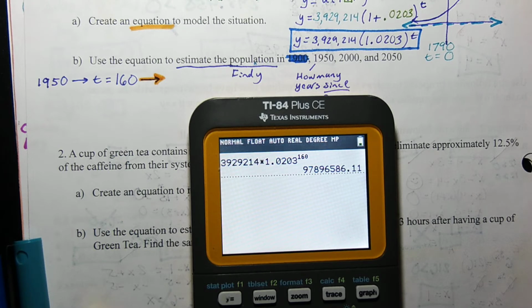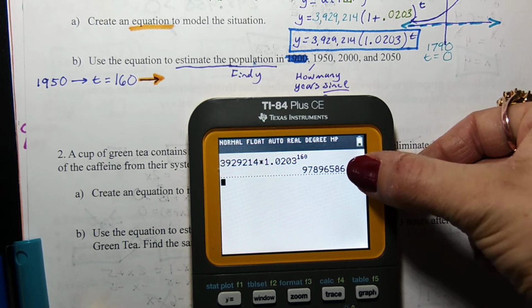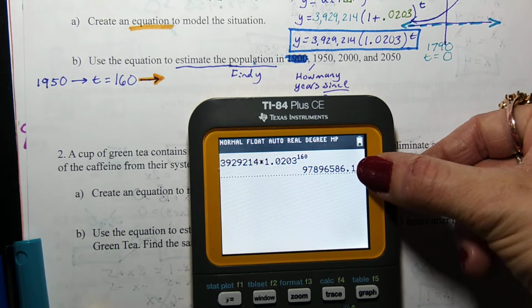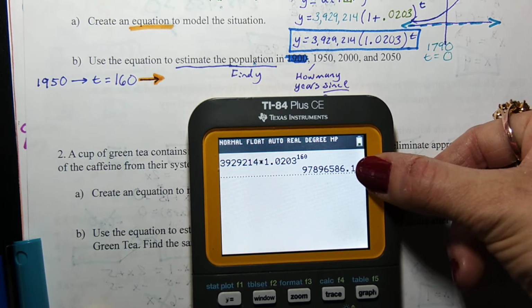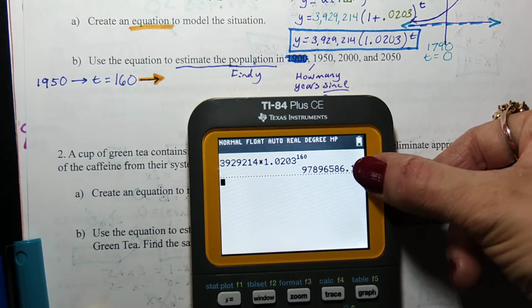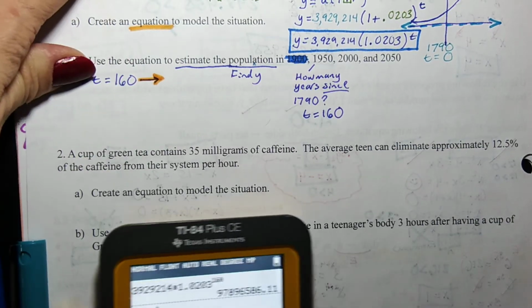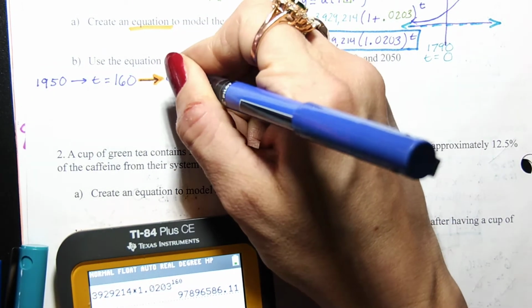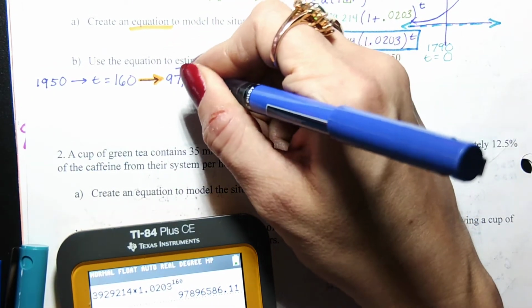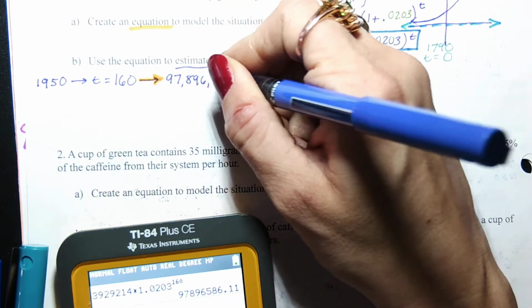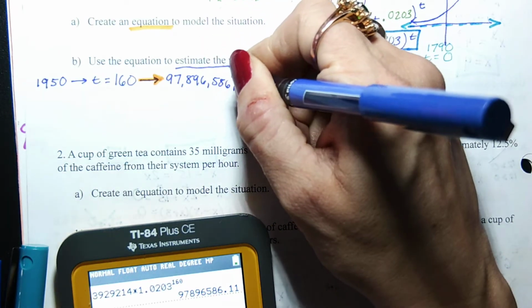Now, folks, if we're talking about population, do you think we're going to carry that out to the hundredths place for 0.11 person? No. We're going to round to the nearest whole number, and we're going to follow our rounding rules. So I go one place past the place I want to round to. Is 0.1 enough to bump us up? Nope. So that would be our final rounded answer: 97,896,586 people.